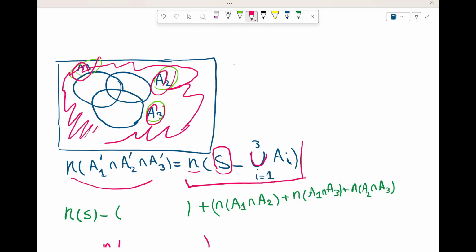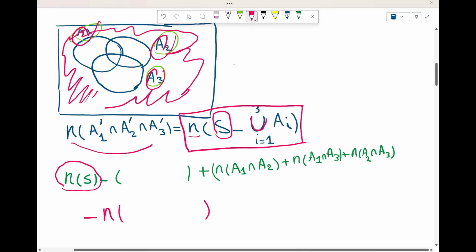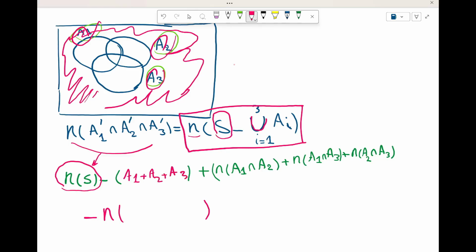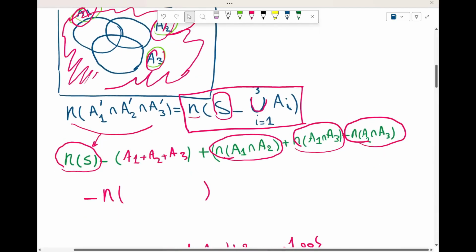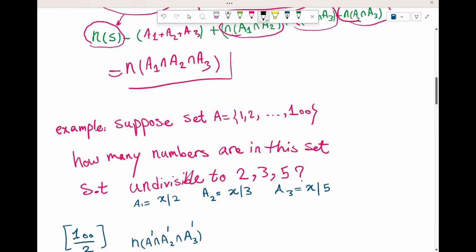But if we're going to calculate this, at first you must write n(S), the total members, minus A1 and A2 and A3 with a minus, plus the intersections of pairs: A1 A2, A1 A3, and A3 A2. But in the last, I subtract the intersection of the triple. Okay, let's go to an explicit example to understand this formula better.